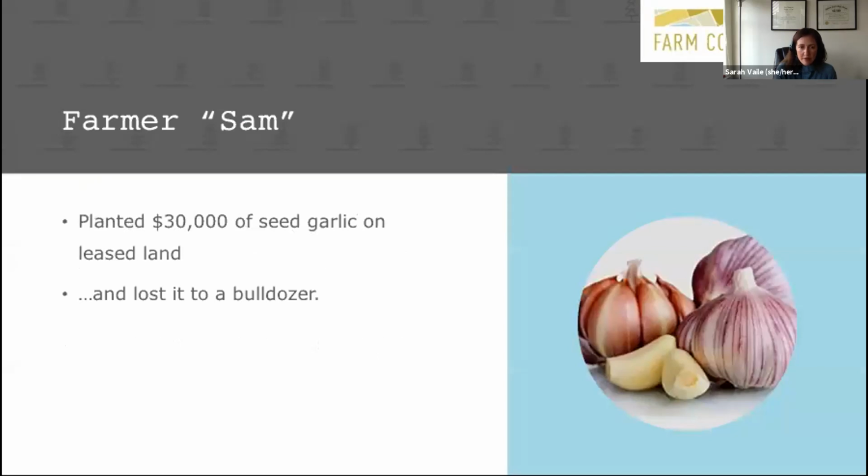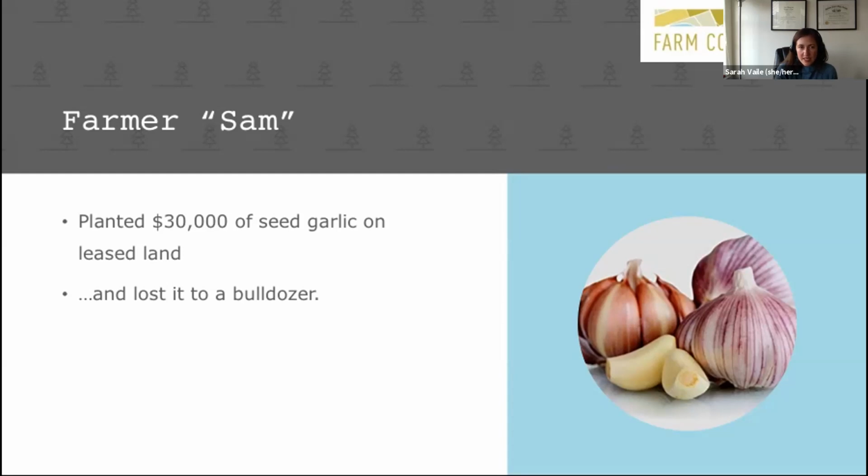So let's just start off with a story. And because we're on this fear theme, let's tell a little bit of a scary story. This story is about Farmer Sam. Farmer Sam was growing garlic seed as a way to raise capital for his own vegetable farm that he planned to start in the fall. He put $30,000 worth of garlic seed in the ground, which wasn't going to be ready to harvest until next summer. Then on November 30th, Farmer Sam gets a call from his landlord.